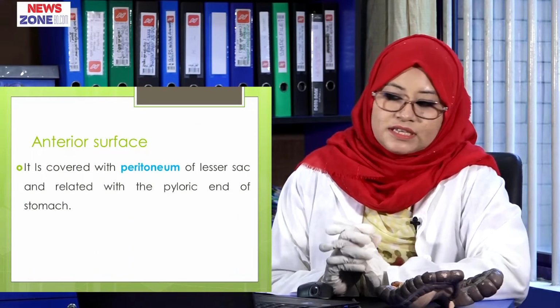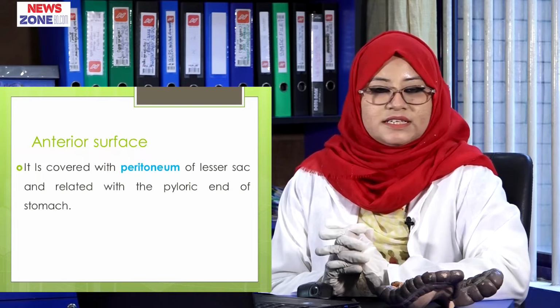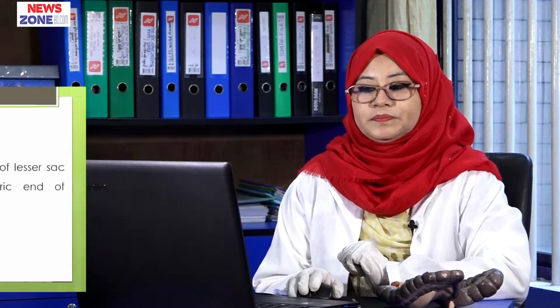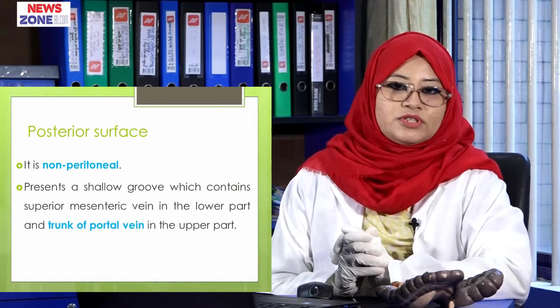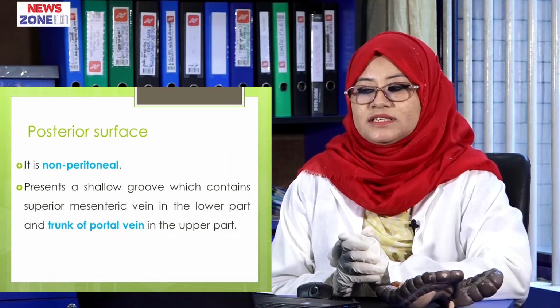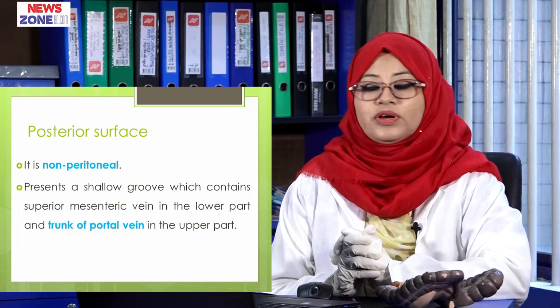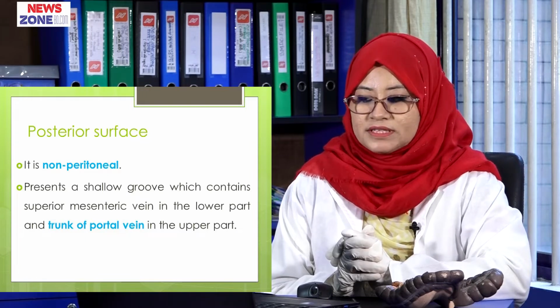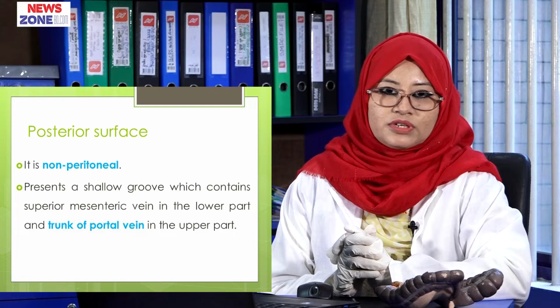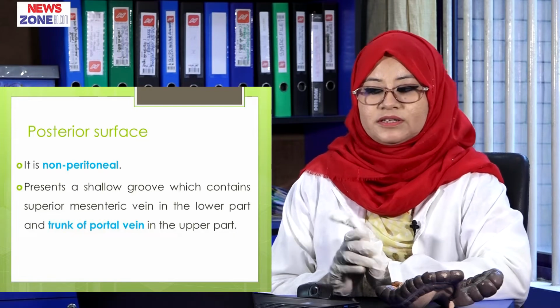Anterior surface is covered with peritoneum of lesser sac and related with the pyloric end of the stomach. Posterior surface is non-peritoneal and presents a shallow groove which contains superior mesenteric vein in the lower part and trunk of portal vein in the upper part.